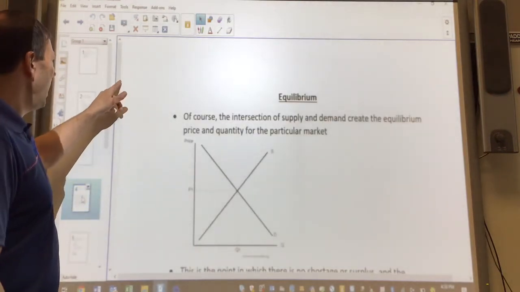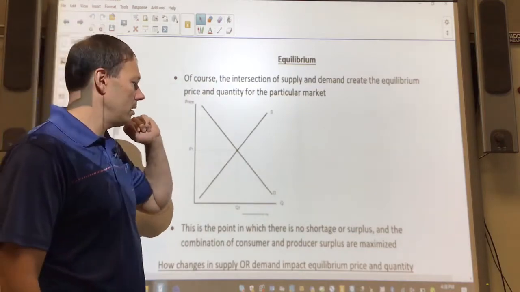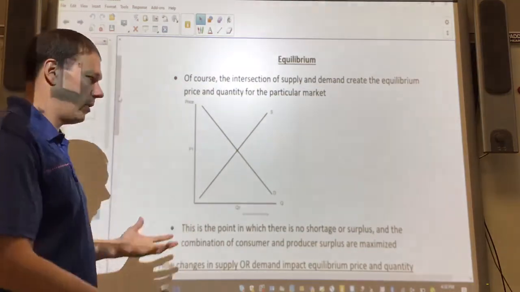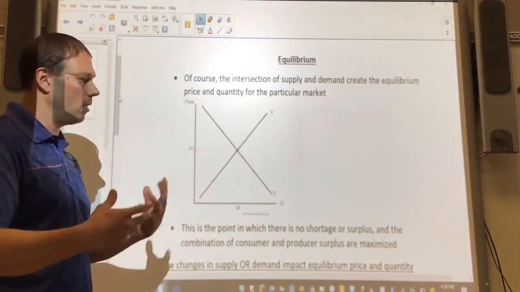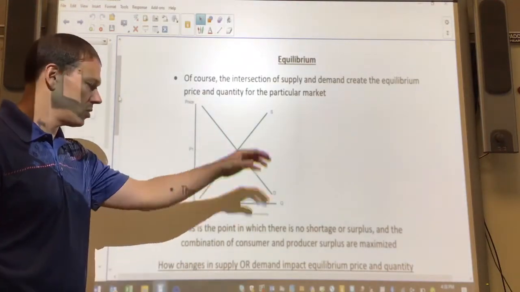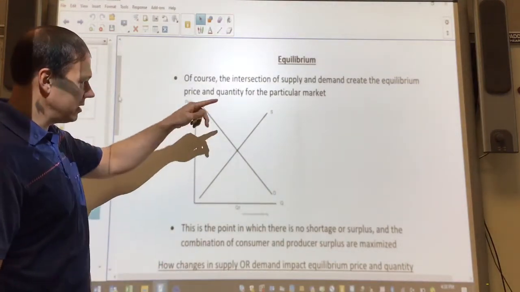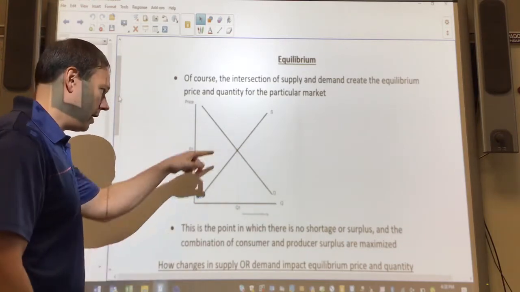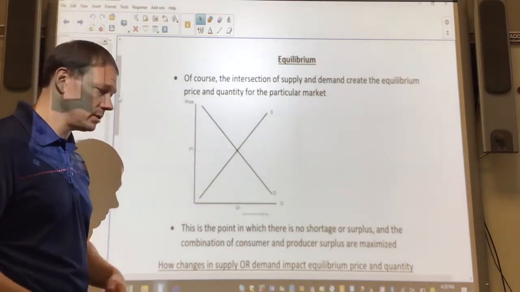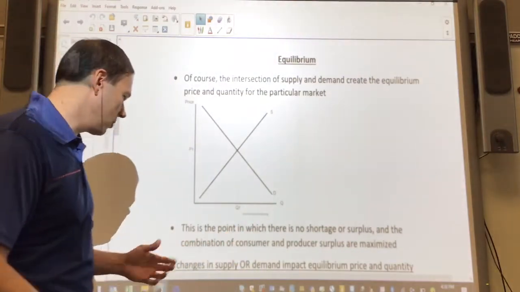All right, now, how do changes in supply and demand have effect on price and quantity? So this is just a quick summary. I'm not going to go through all the ins and outs. We spent several days on this back in the fall. I think you guys get it now. We've done this so much over the past few months, over the course of the year. Bottom line is the intersection of supply and demand creates our equilibrium price and quantity. At this point, there is no shortage or surplus. The amount supplied equals the amount demanded, and life is good.